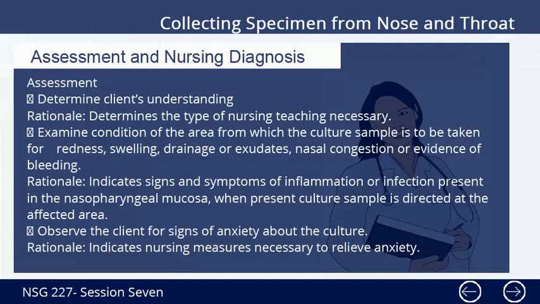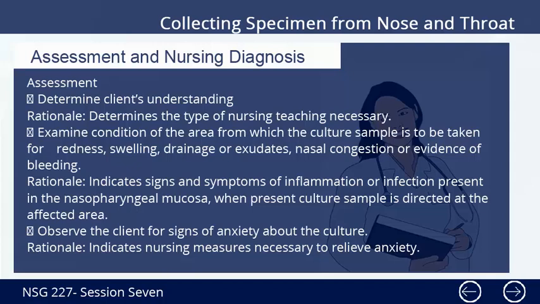2. Examine condition of the area from which the culture sample is to be taken for redness, swelling, drainage or exudate, nasal congestion or evidence of bleeding. Rationale. Indicate signs and symptoms of inflammation or infection present in the nasopharyngeal mucosa. When present, culture sample is directed at the affected area.